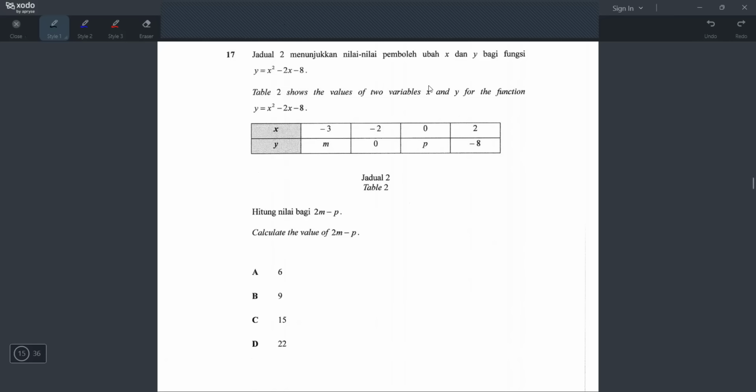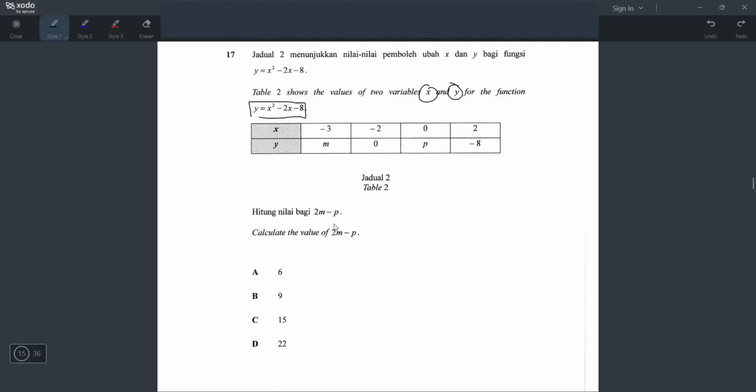Okay, number 17. Table 2 shows values of two variables x and y for this equation. Calculate the value of 2m minus p. This is like a graph of function chapter question, because we usually see this type of question in paper 2, paper 2 section B, where they ask you to draw a graph, right? But this is paper 1, so I don't think you have to draw a graph. So we just have to find the value of m and p, and then find 2m minus p.